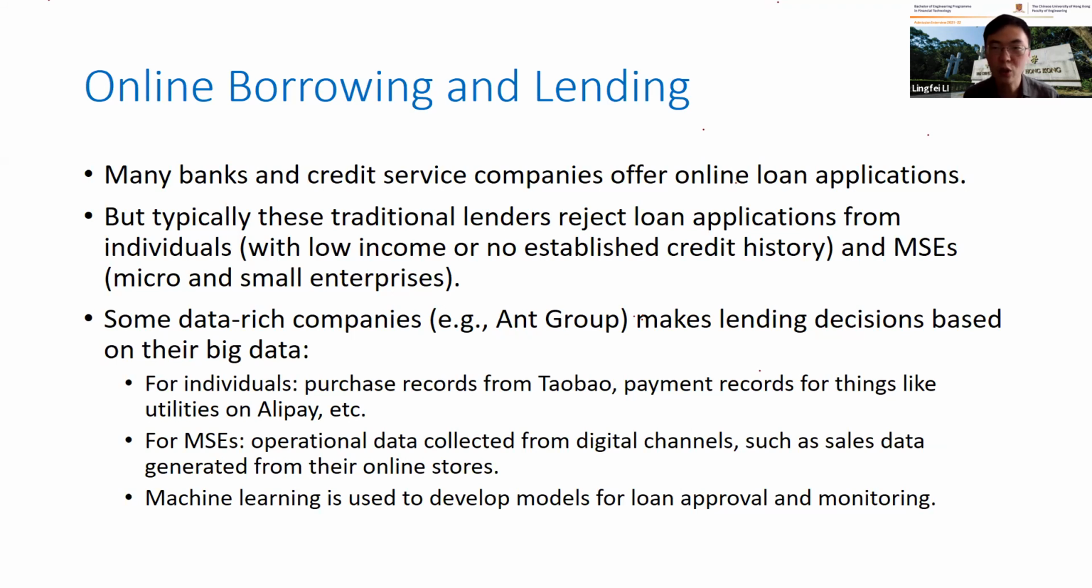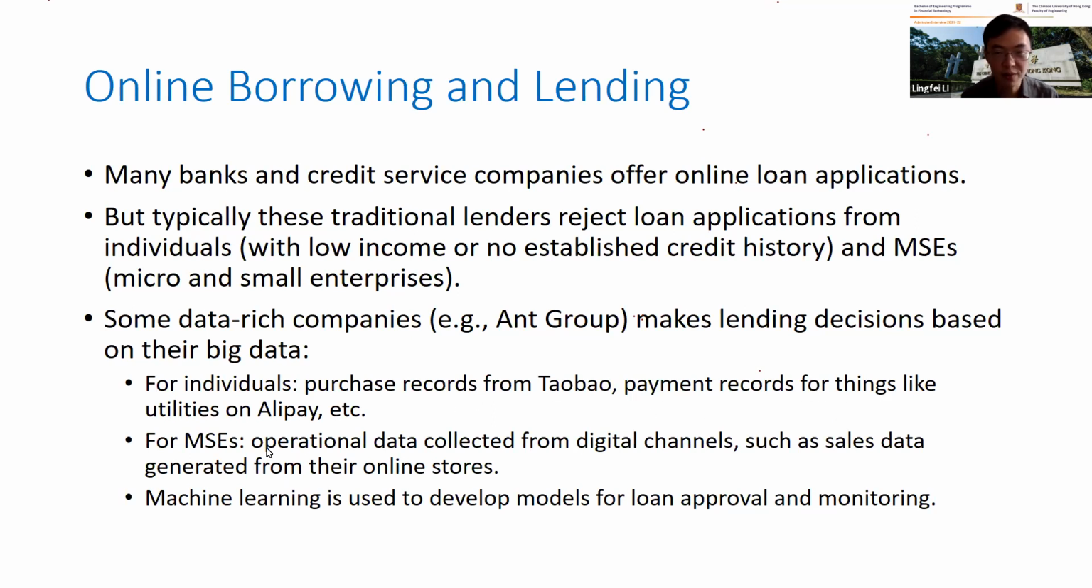Okay, so they can utilize this big data in order to forecast the default probability of an individual. This cannot be done by conventional banks because they don't have such kind of data. They have the model, but they don't have the data. Okay, the important thing here is the data. Ant Financial has this type of data, so that they can use machine learning models to make a pretty accurate forecast. And the same applies to those MSEs.